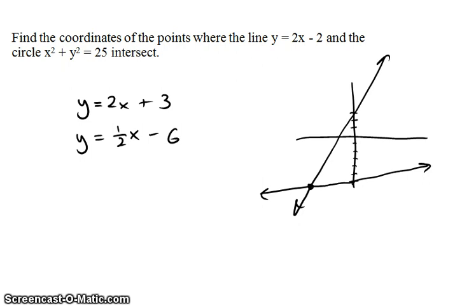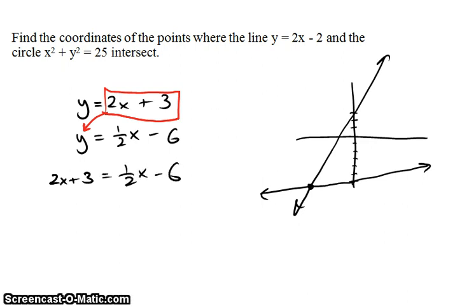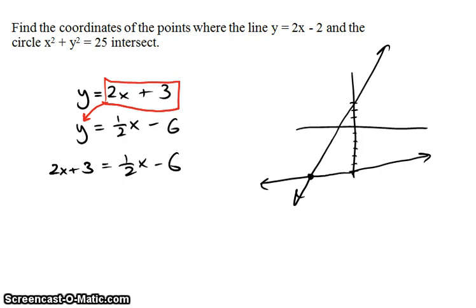For the substitution method, you take your definition of y from one equation, which is 2x plus 3, and you substitute it in for the same variable in the other equation. So we end up with 2x plus 3 equals 1/2 x minus 6. Now we have one single equation with one single variable, and we can just combine like terms and isolate the x. We end up with 3/2 x equals negative 9. Multiply both sides by 2/3, and we end up with x equals negative 6.